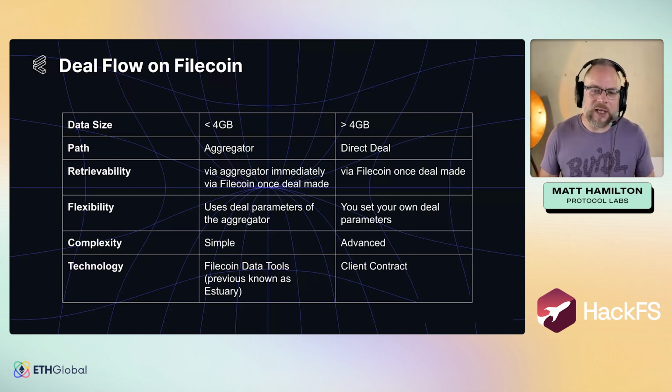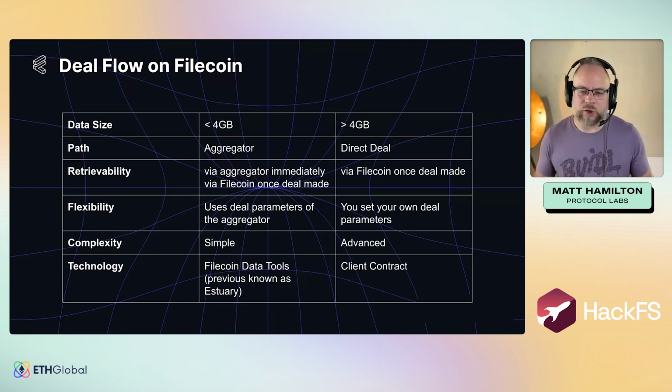In terms of flexibility, with an aggregator, your data is combined with a load of other data and stored on the network. So it's stored as one storage deal. So you would be using the storage deal parameters that are set by the aggregator. So the lifetime of the storage will be set via the aggregator. If you're doing a direct deal, you can set those parameters yourself. So you can say when you want it to start, end, how much you're willing to pay, for example. You can set those yourself.